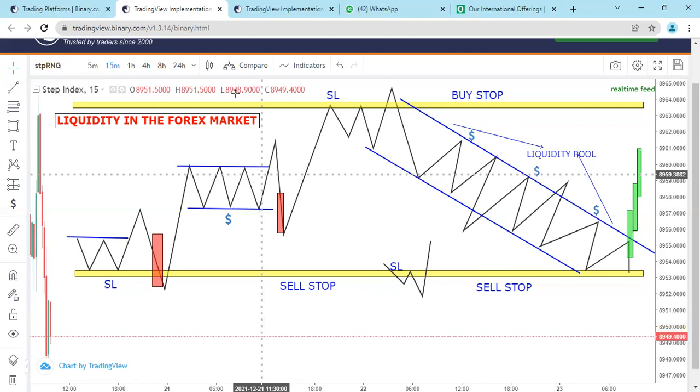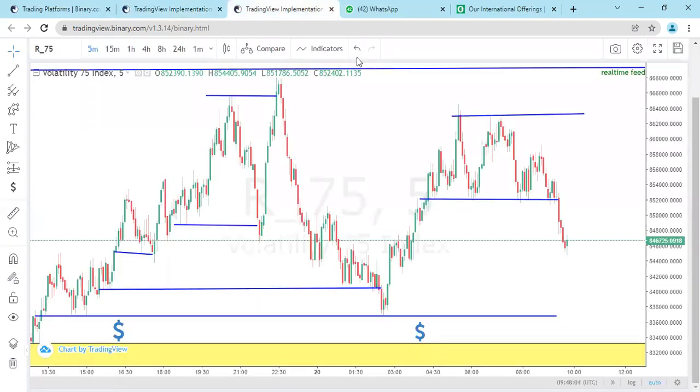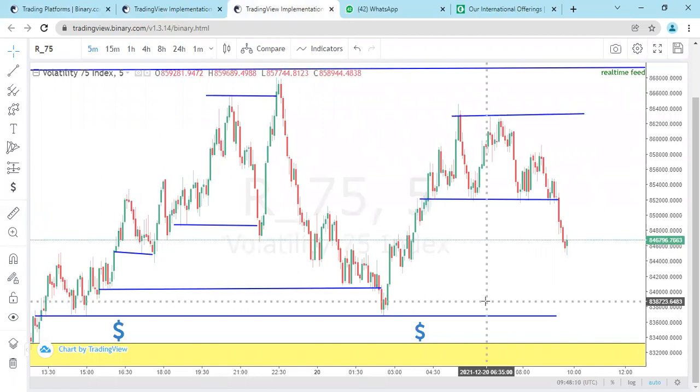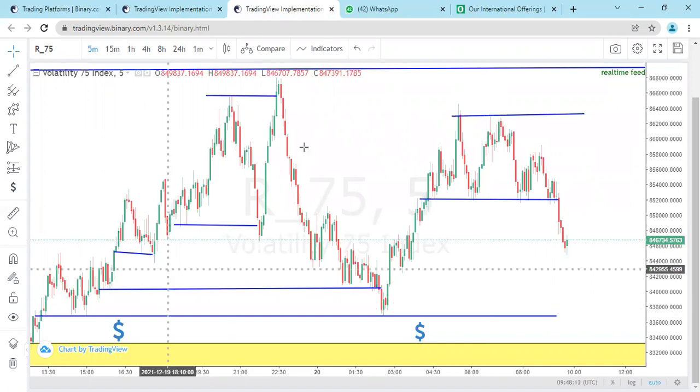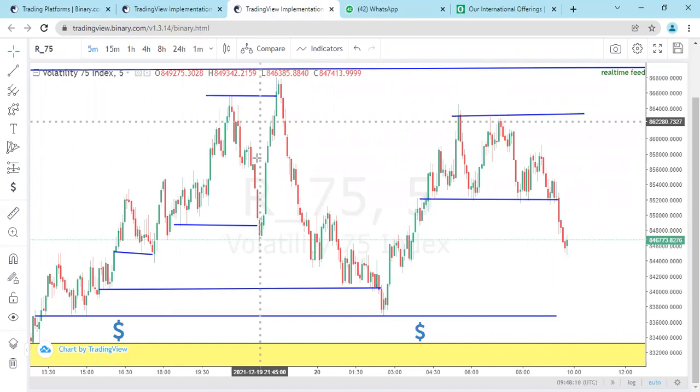So let me take you straight into a live chart and show you a smart money play. Now, this is VIX 75. Like I told you, I've identified areas where we have liquidity.